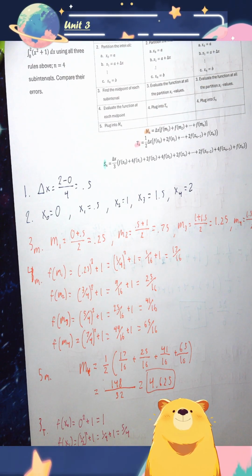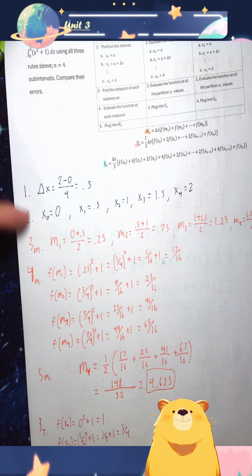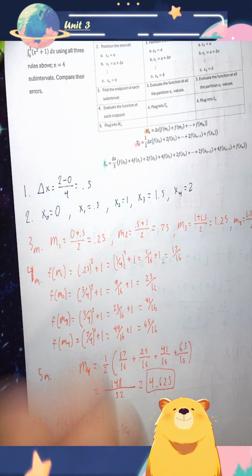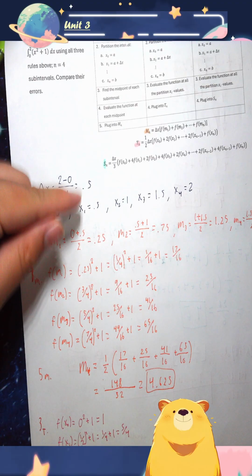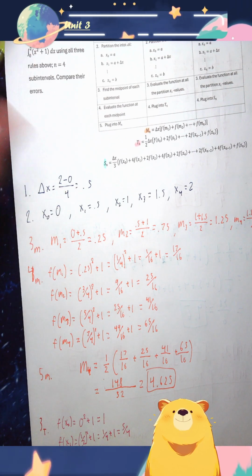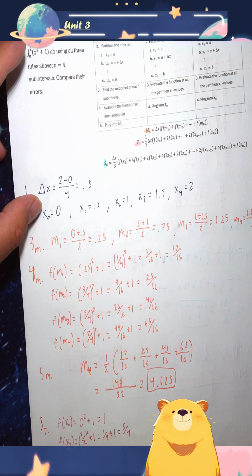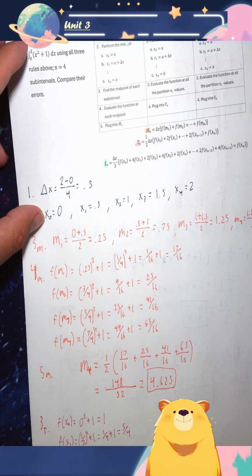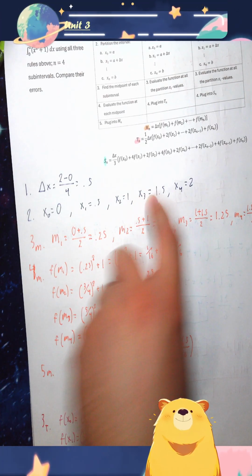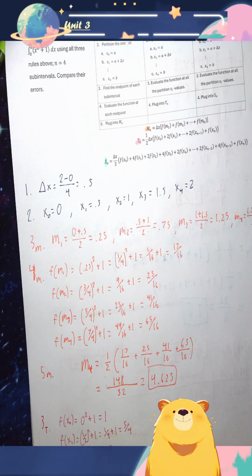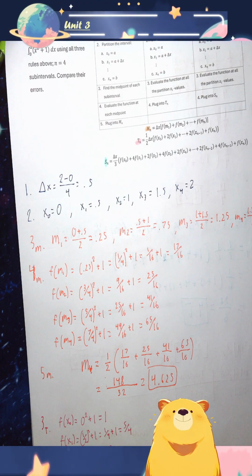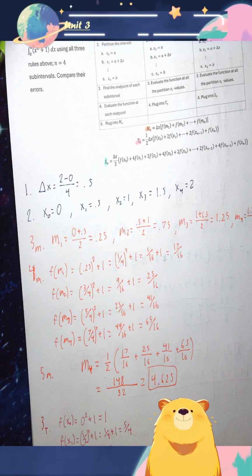So compute the change of x. We know that we're starting at 0 and ending at 2, and I'm going to do 4 intervals. So this is 2 over 4, which is 0.5. And then all of our x's start at 0, and then it's just us adding 0.5. So x1 is 0.5, x2 is 1, x3 is 1.5, x4 is 2.